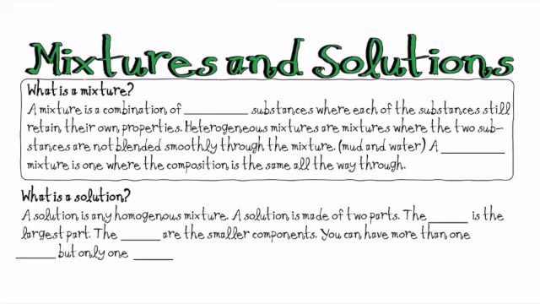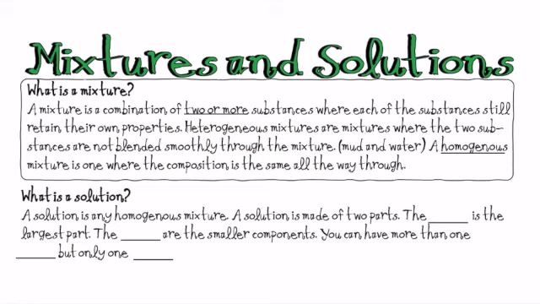Mixtures and solutions. What is a mixture? A mixture is a combination of two or more substances where each of the substances still retain their own properties. Heterogeneous mixtures are mixtures where two substances are not blended smoothly through the mixture. Think mud and water. A homogeneous mixture is one where the composition is the same all the way through. What is a solution? A solution is any homogeneous mixture.